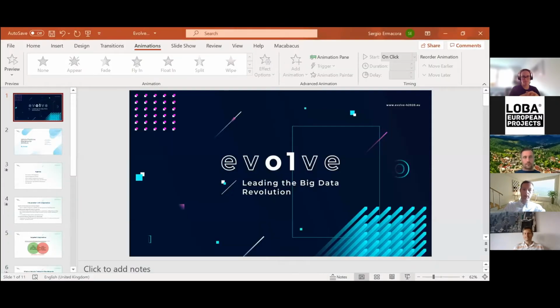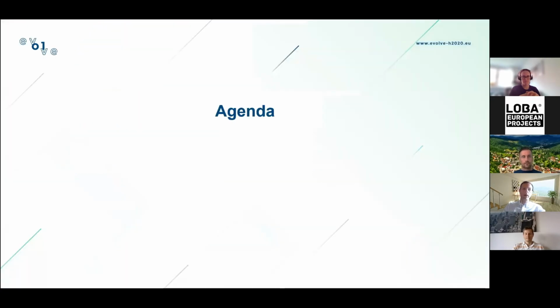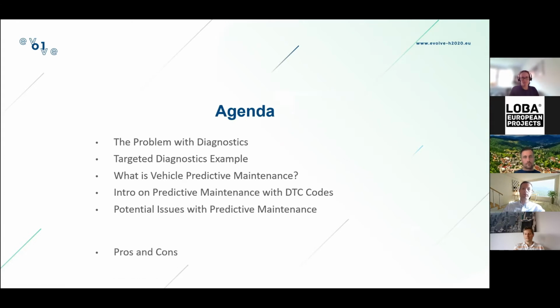So as Alexander noted at the beginning, today I will be discussing more about predictive maintenance, why it is used, and how we deal with predictive maintenance at KOOLA. In general, the agenda would be: at the beginning, I'll talk a bit about the current problems with diagnostics. I'll give an example of target diagnostics, how it is done at the moment in general in the automotive industry, and what the problems are, what vehicle predictive maintenance is, and how we do vehicle predictive maintenance with DTC codes, potential issues with predictive maintenance, as well as pros and cons at the end.